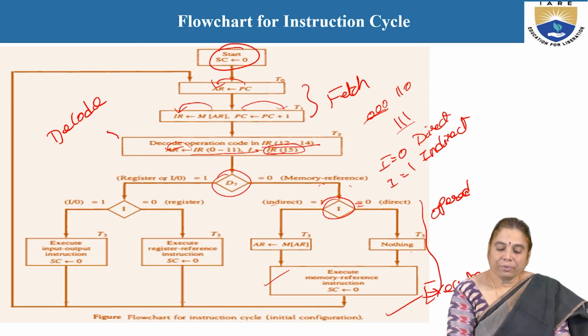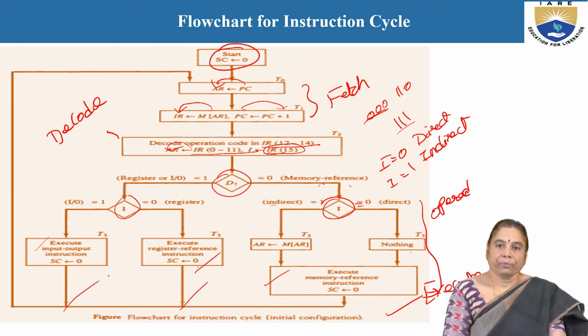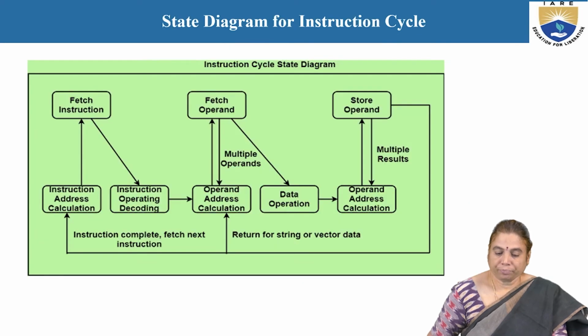In case of register and IO referenced instructions, those can be decided with the I value. If the I value is 0, it is a register referenced instruction. The operands are available in the register, execute the instruction. In case the I value is equal to 1, it's an IO instruction. Take from the IO peripheral devices and execute the instruction. So this is the way of executing the instruction.